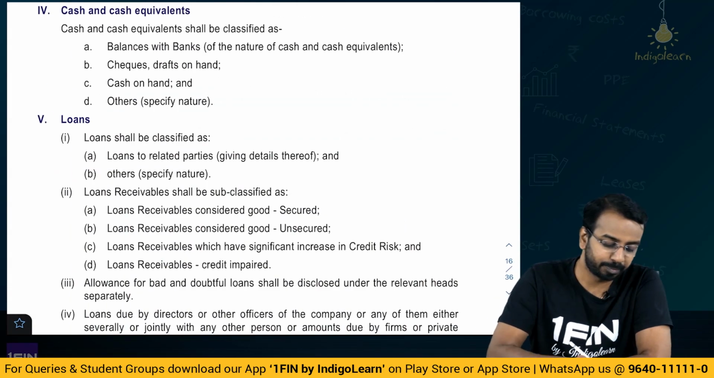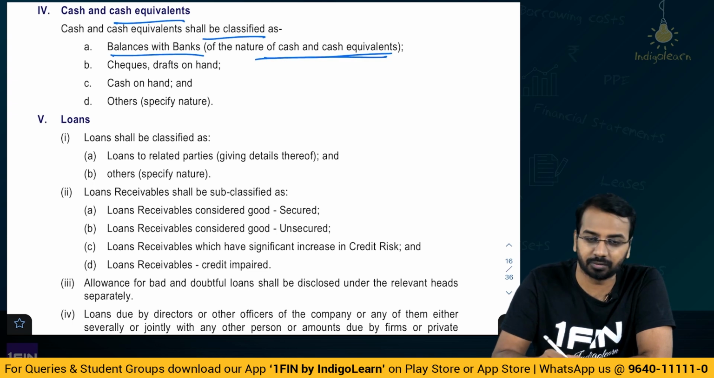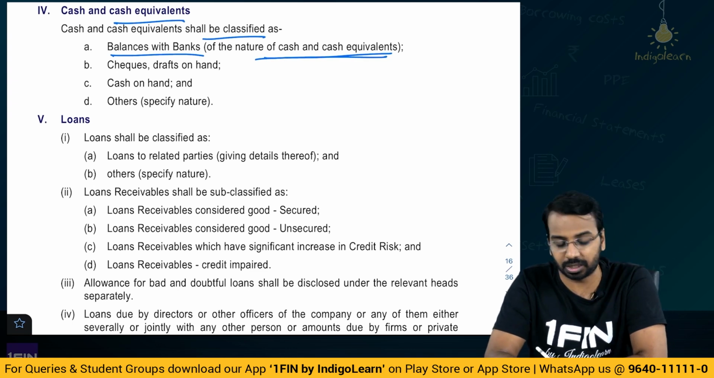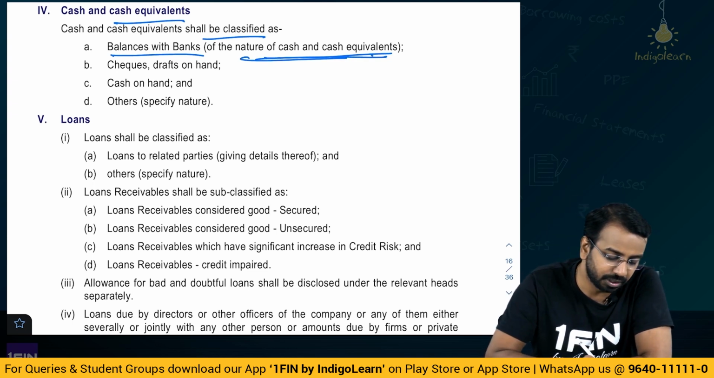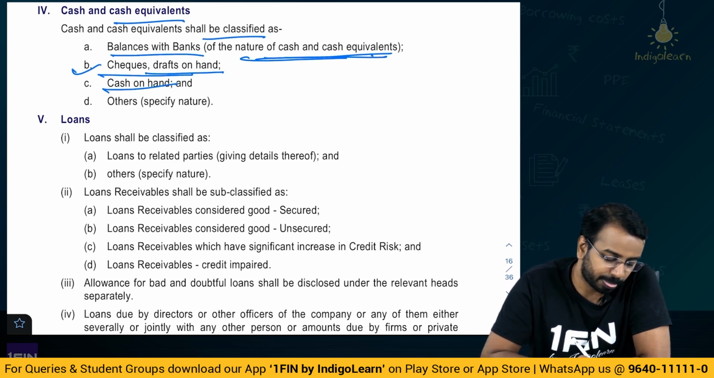Then cash and cash equivalents will be classified as balances with bank, of the nature cash and cash equivalents. So whatever you learn in the cash flow statement, in the same lines you have to classify here. Cheques, drafts on hand, very less relevant as of today, because everything is NEFT and IMPS and UPI and all of that. Cash on hand, others.